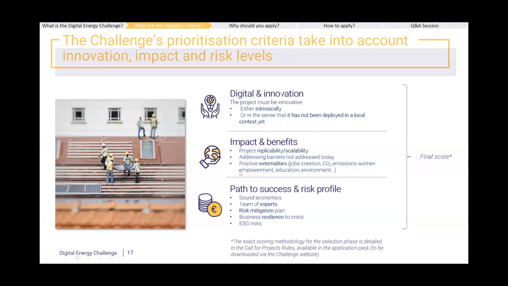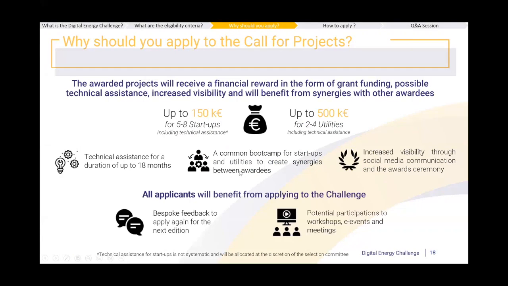If we go to the next slide, so why should you apply to this call for project? What are the benefits that you can get for your project? First thing is that you will receive a financial reward. It will be in the form of two different things. First, a grant funding, so basically a subvention. And secondly, a technical assistance, which means it's a service from another company that the call for project will pay for you.